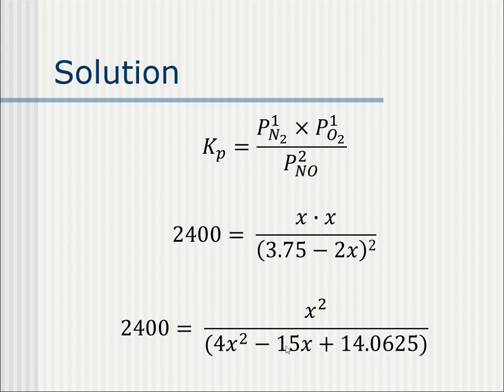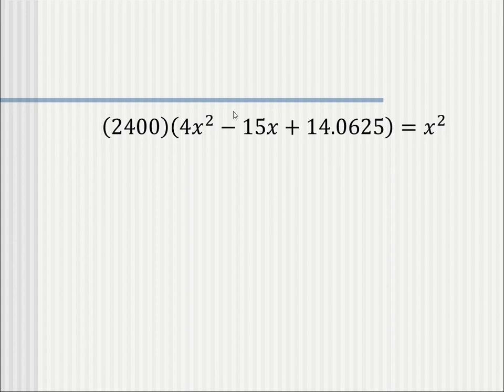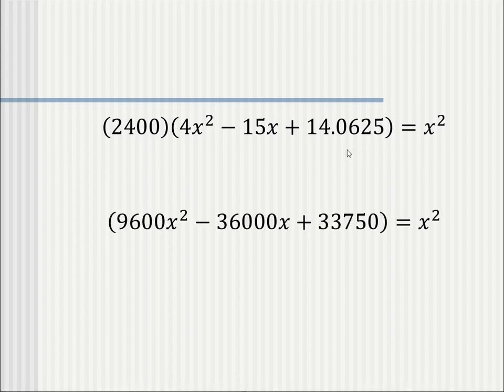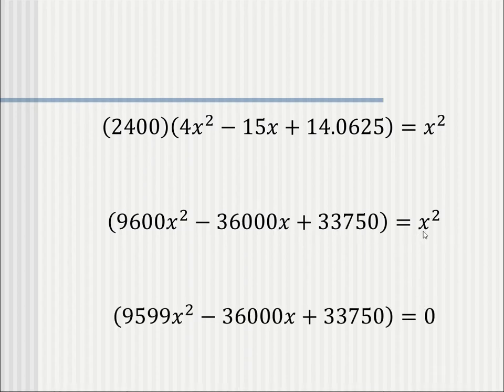2,400 times the denominator equals x squared. So we're going to go ahead and do 2,400 times what it was in the denominator equals x squared. That was cross multiplying. We're going to now distribute the 2,400 into this. Yuck. And then, oh, this is starting to feel familiar, isn't it? We're going to move this x squared to the other side to make something equal 0. So we're going to subtract x squared from both sides. We get 9,599 x squared minus blah, blah, blah equals 0.